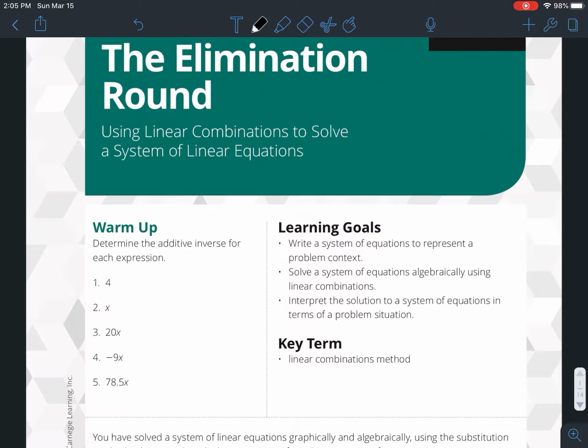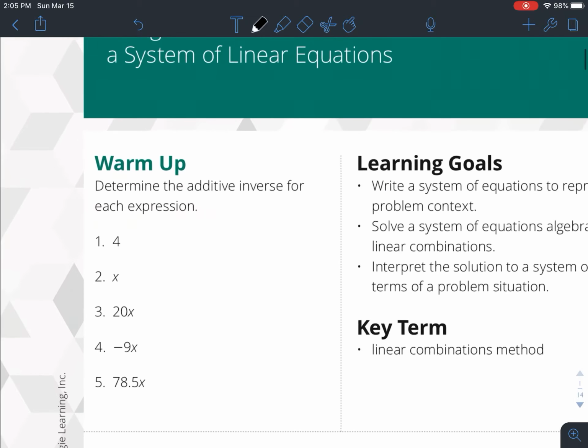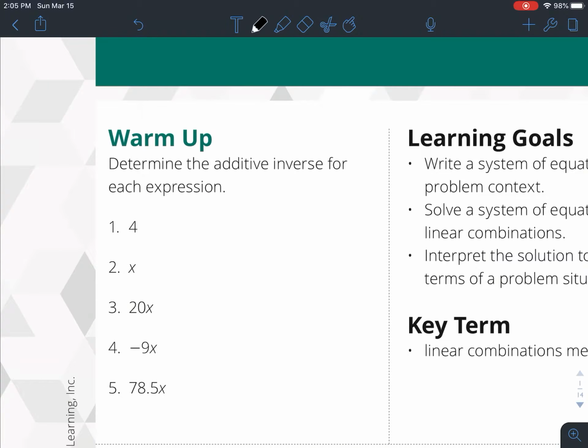All right, today I'm going to review lesson 2.1, the warm-up at the beginning of lesson 2.1. We're going to be looking at the warm-up section right here. It says determine the additive inverse for each expression. As we talked about in class, the inverse is the opposite of a positive, which as we've talked about was a negative. So number one, we would just have to write -4 as our answer.